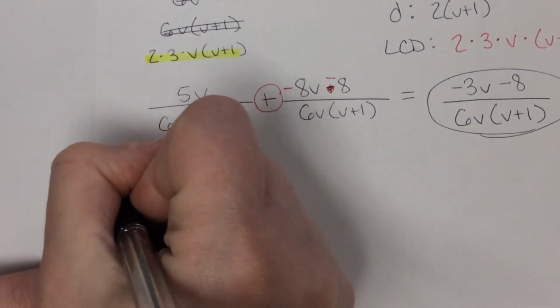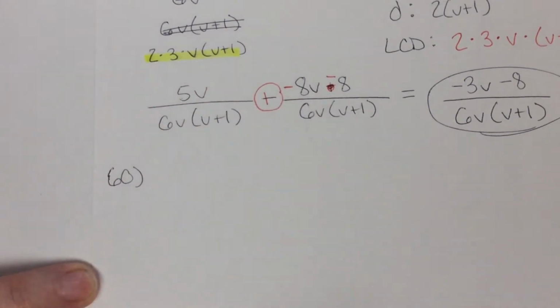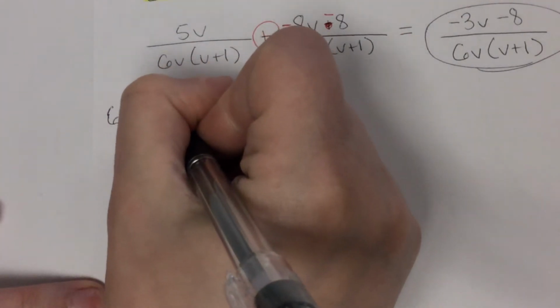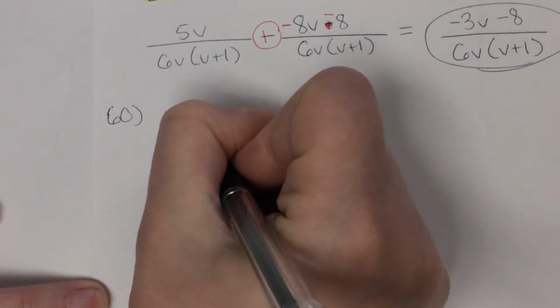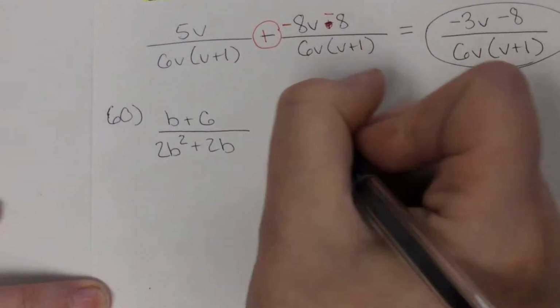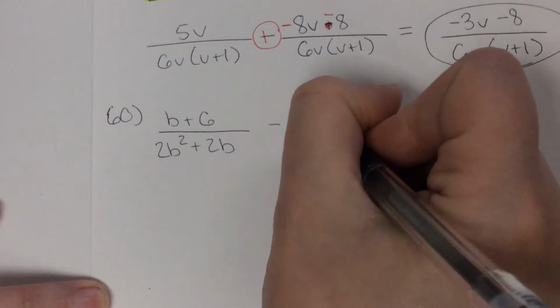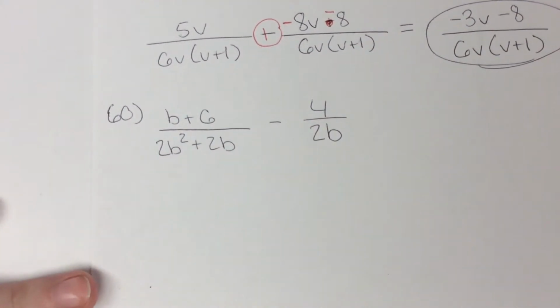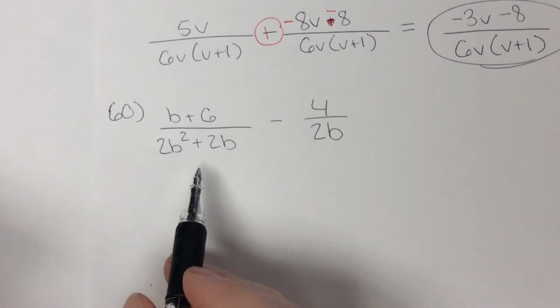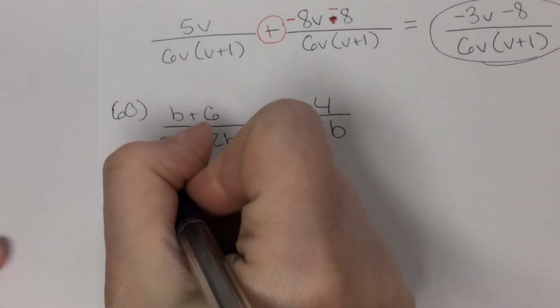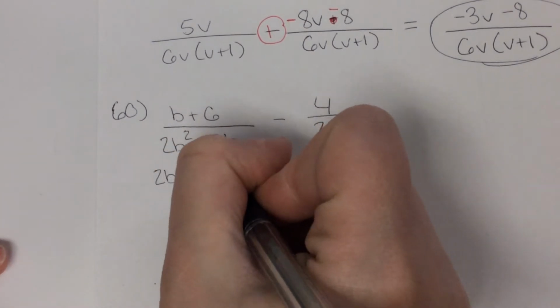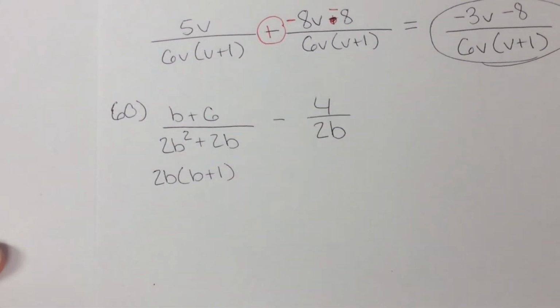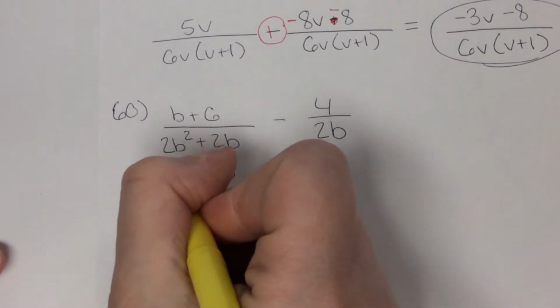Alrighty, 2 more. 60 comes after 58, right? Evens. Okay, so we have b plus 6 over 2b squared plus 2b minus 4 over 2b. All right, so before you start making the list, you need to factor. Make sure that the denominators are completely broken down to factors. So this is going to be 2b, factor that out. We're left with b plus 1. So that's good. 2 is prime. It'll be a 2b, b plus 1.